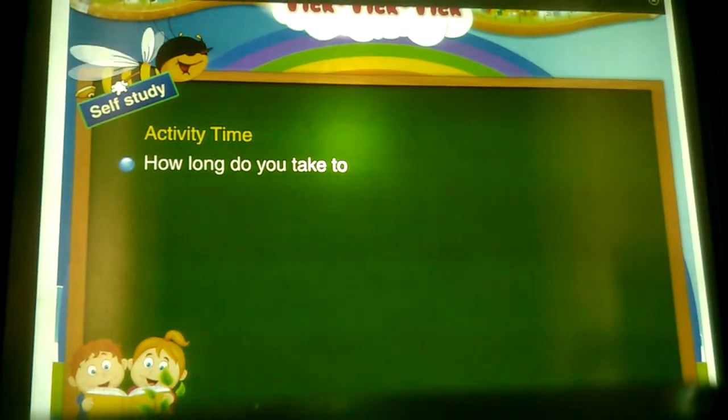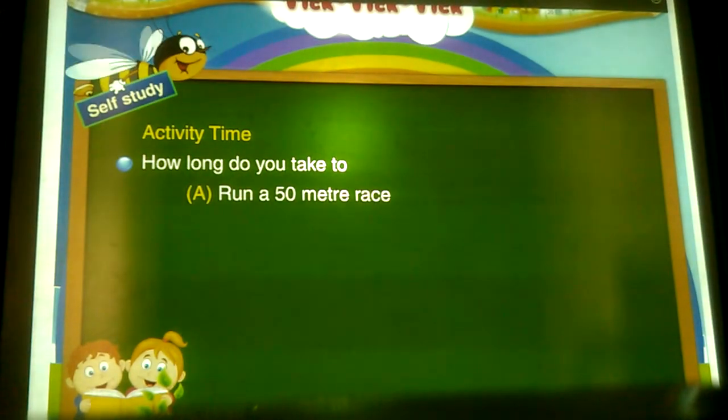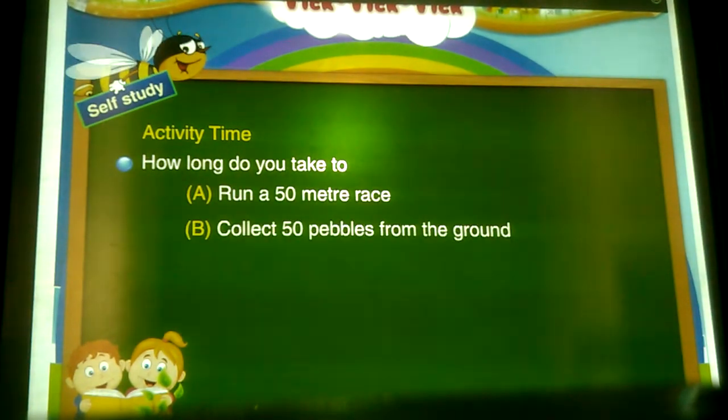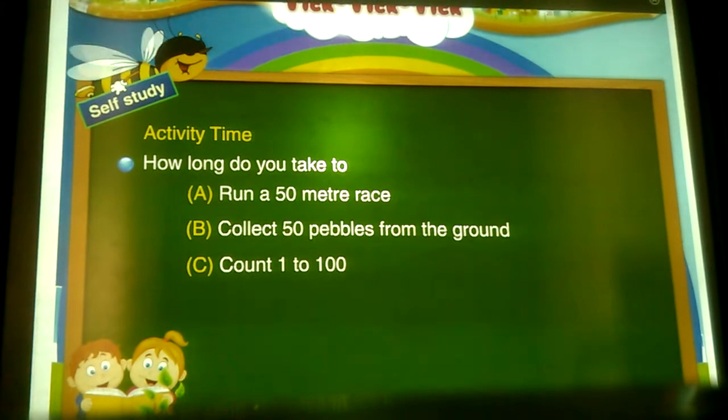How long do you take to A. Run a 50-meter race, B. Collect 50 pebbles from the ground, C. Count 1 to 100?